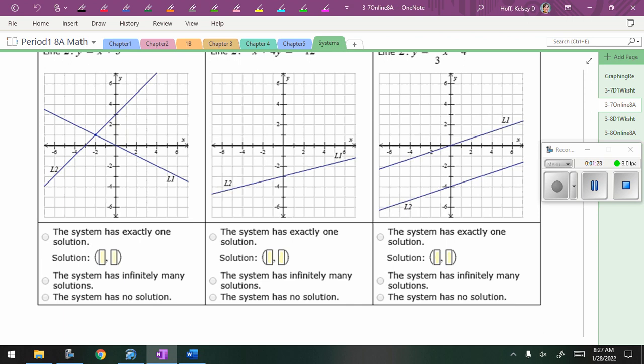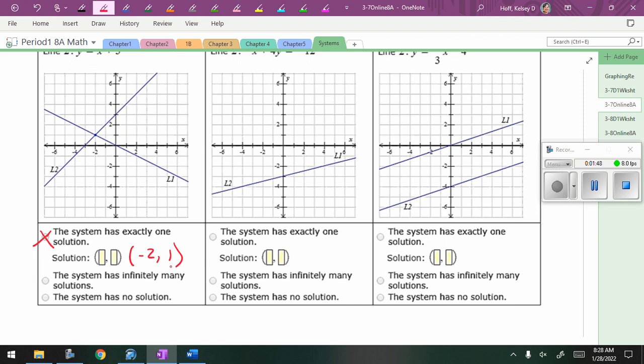All right, first graph, one solution, infinite solution, no solution. Jack? One solution. What point is the solution at? Very good. -2, 1. Nicely done. Second one, one solution, infinite solution, no solution.